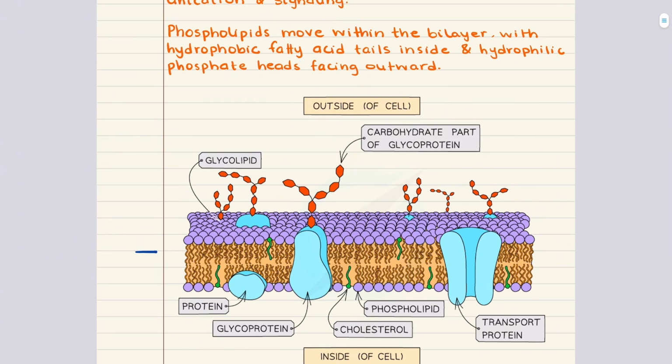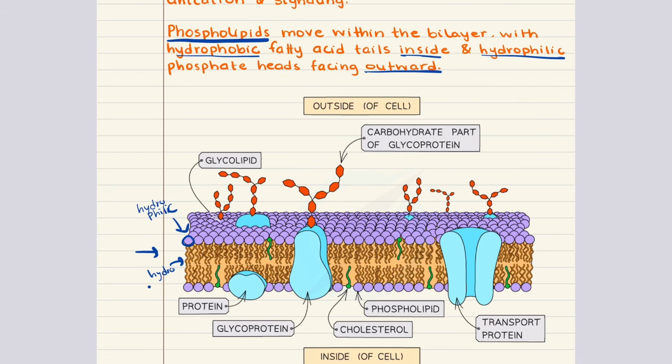Phospholipids are arranged so that their hydrophobic fatty acid tails are pointed inward away from the water, and their hydrophilic phosphate heads are going to face outwards towards the aqueous environments inside and outside of the cell. This arrangement creates a stable barrier that still allows movement.